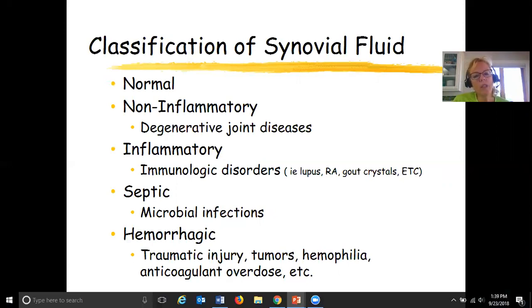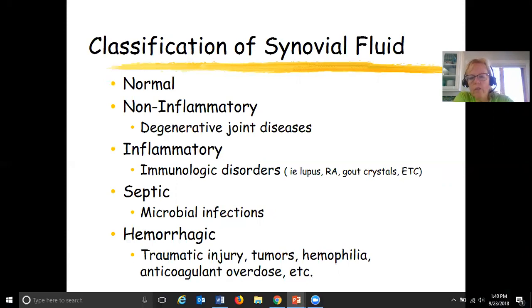When you get to a septic, that means it's actually due to a microbial infection. You'll see usually 50 to 200,000 white blood cells. Most of them will be neutrophils. The cultures will be positive, okay? And then in hemorrhagic, it'll be due to a traumatic injury, and it'll actually look like blood when you pull it out.